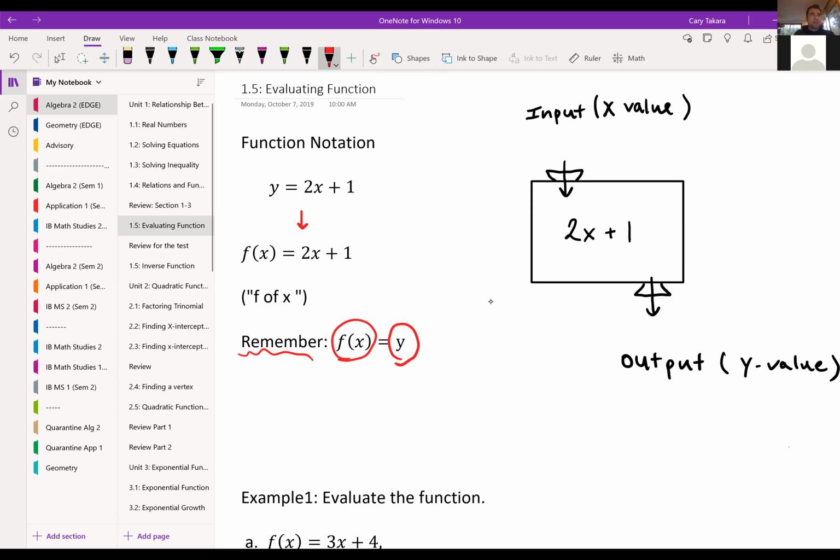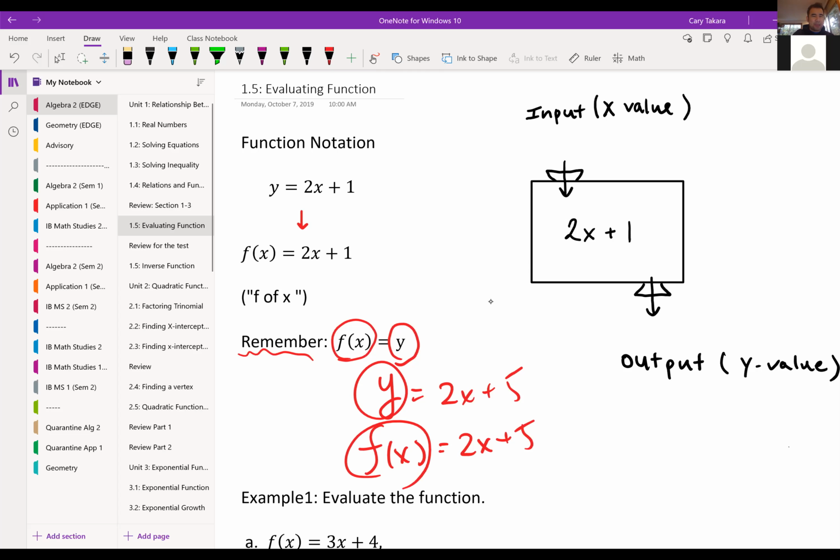First of all, it's very important to remember that f of x is the same thing as y. So for some textbooks, some tests, some teachers, your professor in a college math class, they will sometimes write y equals 2x plus 5, or sometimes your teacher will write f of x equals 2x plus 5. It's the same thing. y and f of x are the same thing. It's just a different way of writing it. That's the first thing you need to remember. It's a very simple fact, but you often forget.